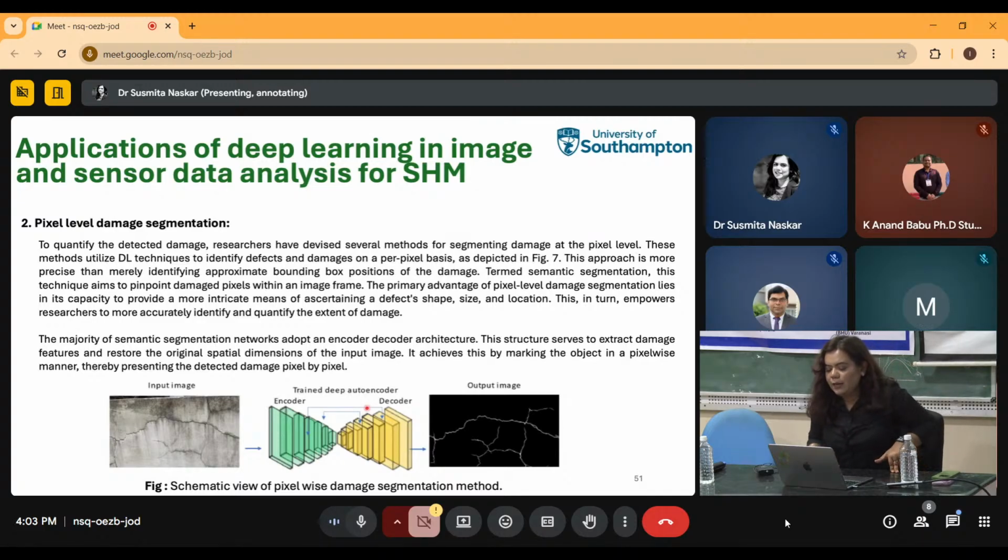Most deep learning models for segmentation use the encoder-decoder architecture, right? So what happens is, first we use the encoder. The encoder extracts features from the input image. If you give the image, the encoder extracts some kind of features from it. They capture the critical information about the potential damage, and then the decoder restores the original spatial dimension of the image while marking each pixel as damaged or intact, as you can see in this figure, right?